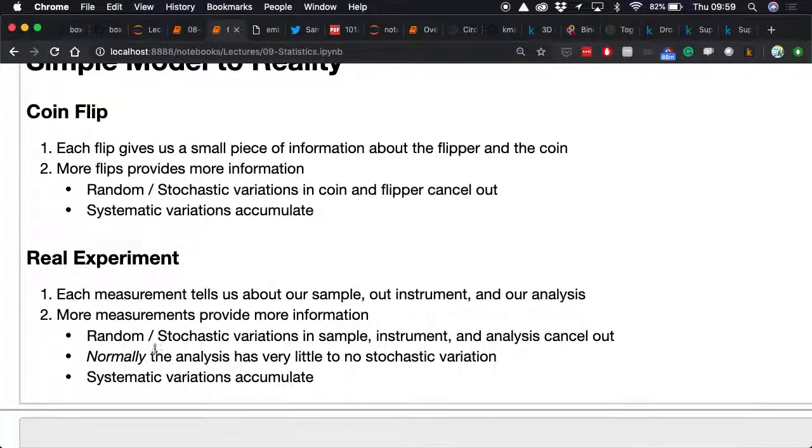Normally, the analysis has very little to no stochastic variation. Some of the more complicated methods in segmentation do, but typically that is very low. But systematic variations accumulate. So if your threshold in your analysis is too high or too low, the more experiments you do won't get rid of that problem. It just makes that problem more and more present. Similarly, if your instrument has the wrong offset or bias, that won't cancel out with more and more experiments.